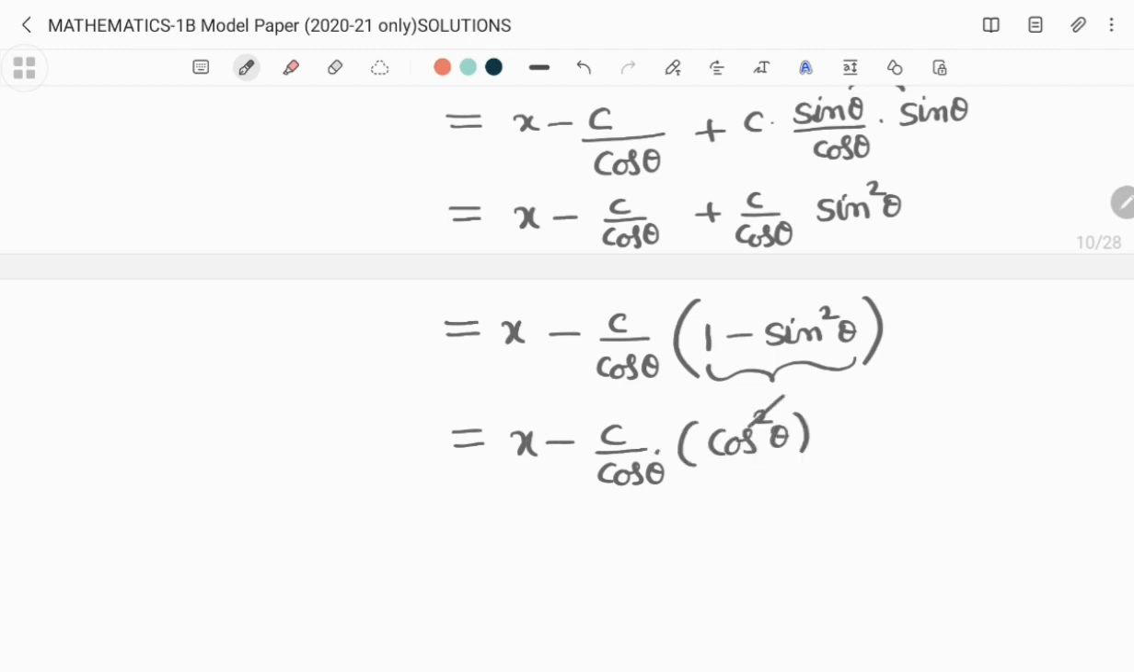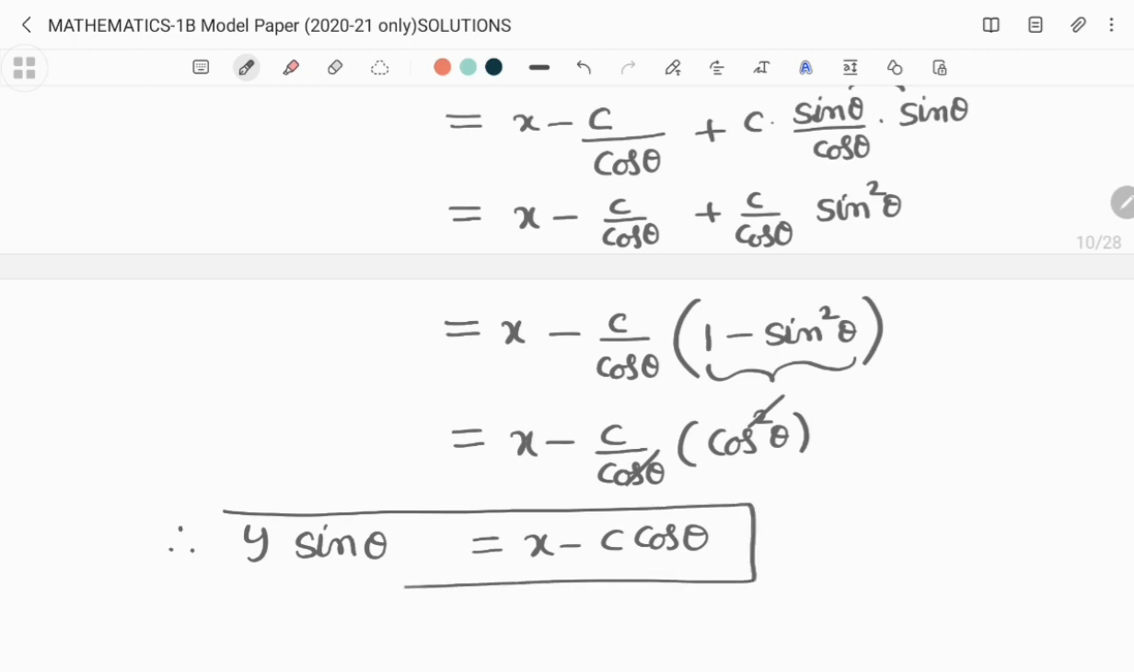One of the cos theta will be cancelled. x minus c cos theta. That's what they are asking to prove. Therefore, y sin theta is equal to x minus c cos theta is the required tangent at the point theta.